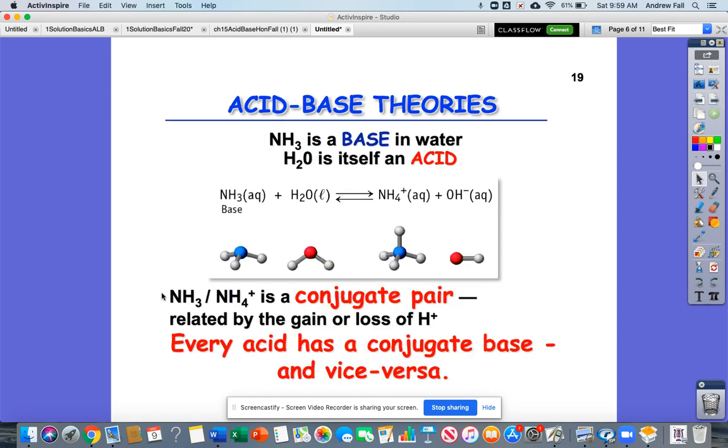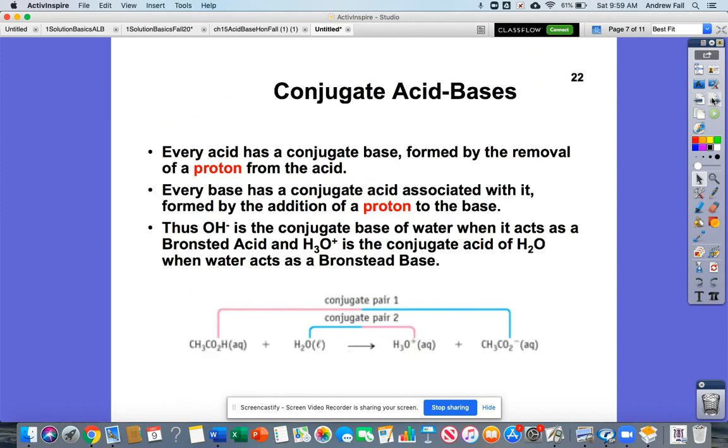So really, the ammonia and the ammonium ion are an acid-base conjugate pair, where you have the base becoming its conjugate acid. The water and the hydroxide ion would also be a conjugate pair. Okay, so here it's acting as an acid, and what it results in forming is a conjugate base.